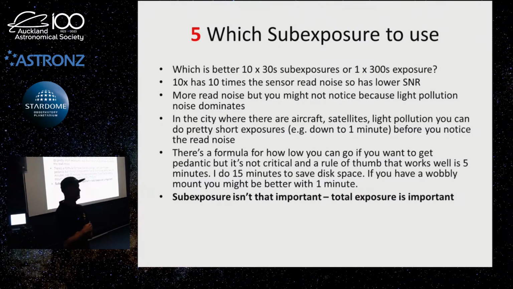Which sub-exposure should you use? Is it better to do ten 30-second exposures or one 300-second exposure? Well, if you're reading your sensor 10 times instead of once, you're going to get 10 times the read noise. So you'll lower your signal to noise ratio. So it's better to have longer exposures than shorter ones if possible. But with modern cameras, the read noise is pretty small, and you probably won't notice the difference between 10 times 30 or 1 times 300 after you've stacked the 10 times 30. So it won't make much difference, and you probably won't notice it.